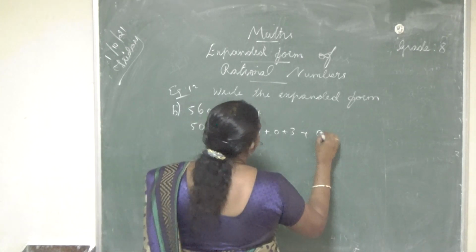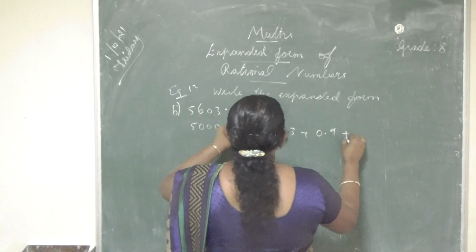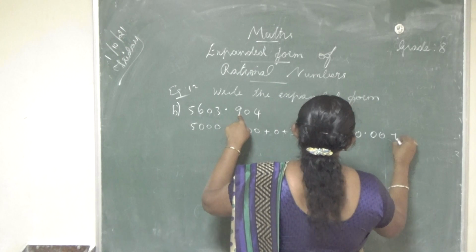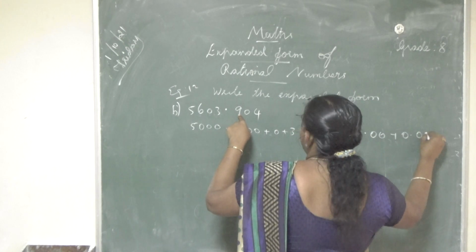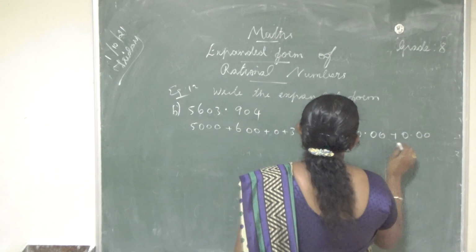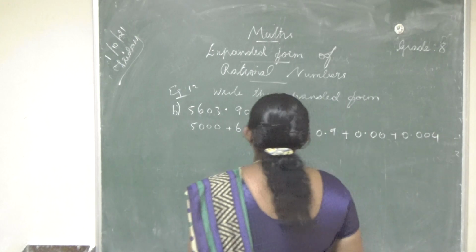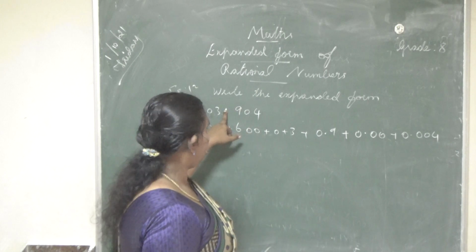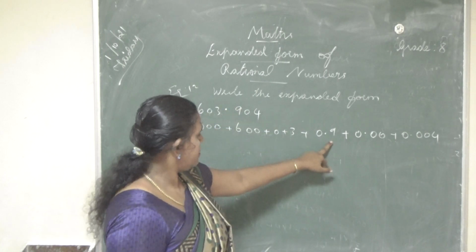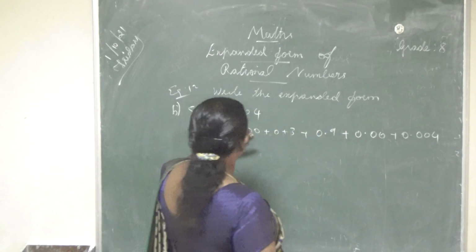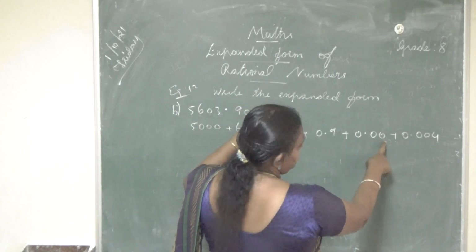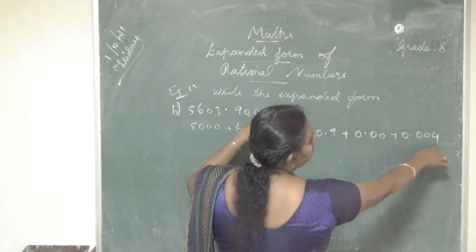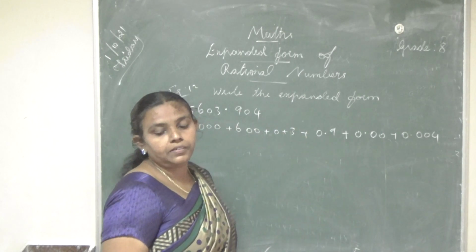Plus, how will you write 0.904? 0.9 plus 0.00 set plus 0.004. Here, the point, 9 is in the first digit. Second digit point 9 0, again 0. Next point 004.